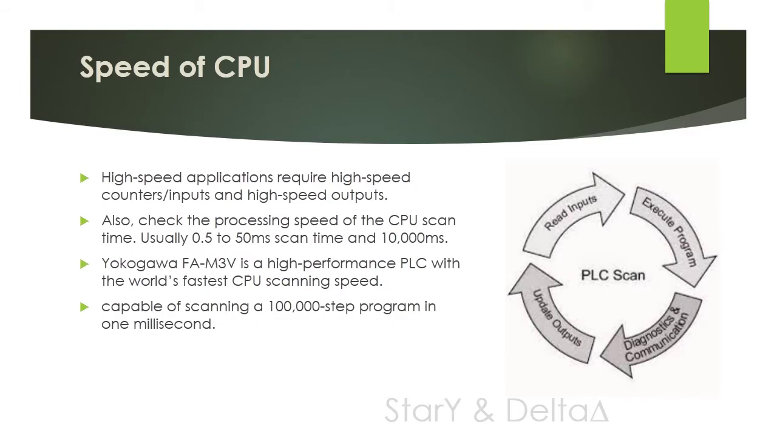Speed of the CPU plays a very important role before selecting a PLC. There are many applications where high speed input counters and high speed outputs are used. So first of all, I have to show you the PLC scan cycle. What is the purpose of the PLC scan cycle? This is a very important thing in selecting the CPU of the PLC. First of all, understand the PLC scan cycle. Now, what is a PLC scan cycle? Basically, this is the cycle to read inputs and update outputs.